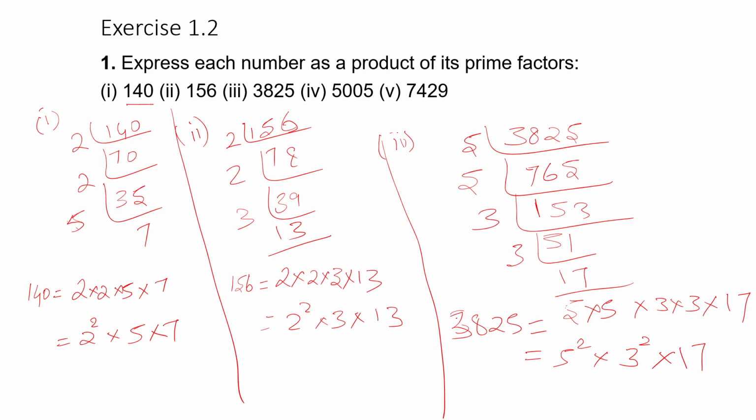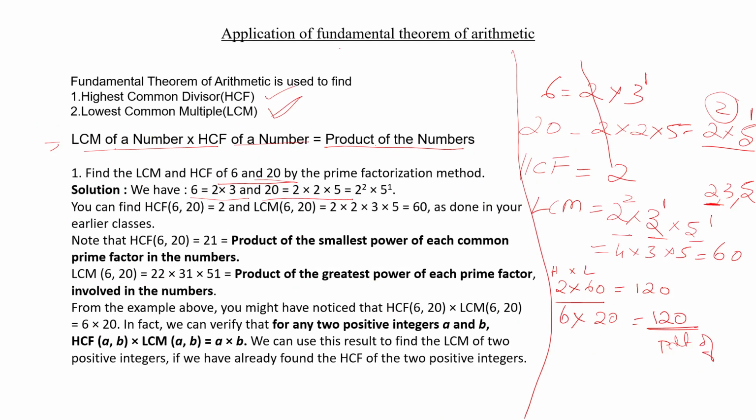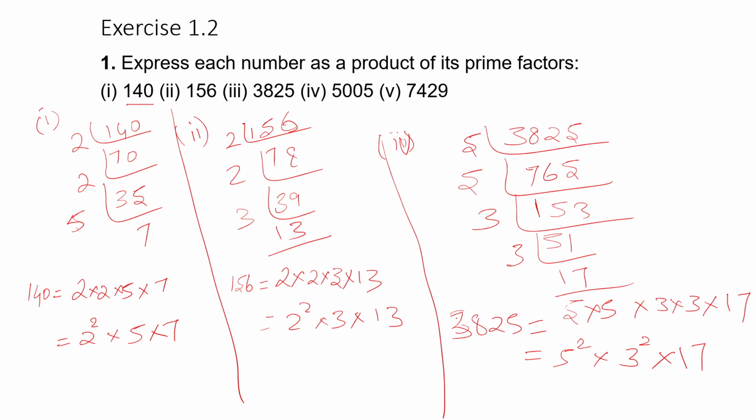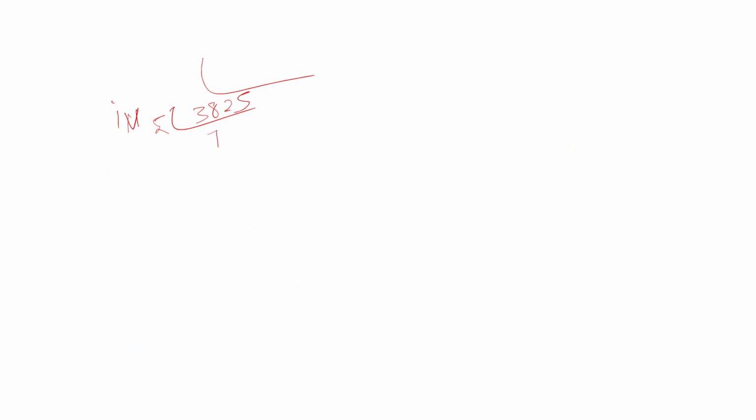Okay, so next is the fourth question, 5005. I have to check what the fourth question is. We have done the third question, 3825, where again the ending digit is 5. Okay, fine, sorry, the fourth question is 5005.